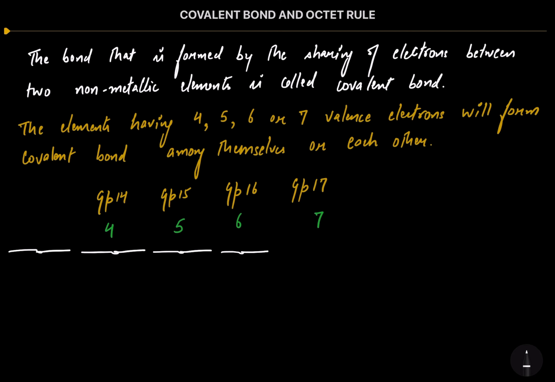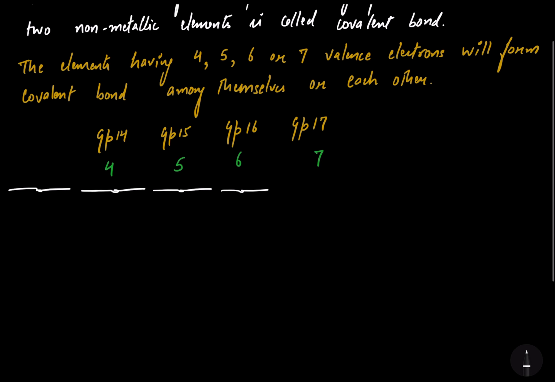Now I'm talking about octet rule. Why do elements combine? Why do elements lose electron or why do elements gain electron in case of ionic bonds? And in case of covalent bond, why do elements share electrons? Because each element wants to achieve nearest stable noble gas configuration, that is to have 8 electrons in their valence shell. So I am writing octet rule.